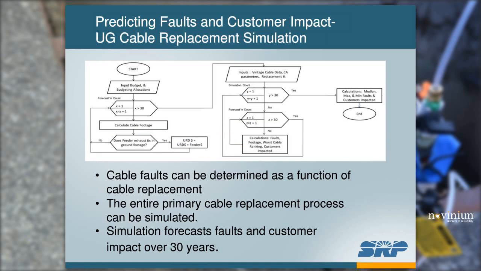Since we're able to forecast faults based upon cable replacement at the individual vintage level, what we then did is roll all that up into modeling the cable replacement process with a simulation. So what we're going to do is look at our primary cable, in terms of number 2, 4/0, and 500, over 30 years of cable replacement to see what the faulting patterns look like for a specific replacement scenario.